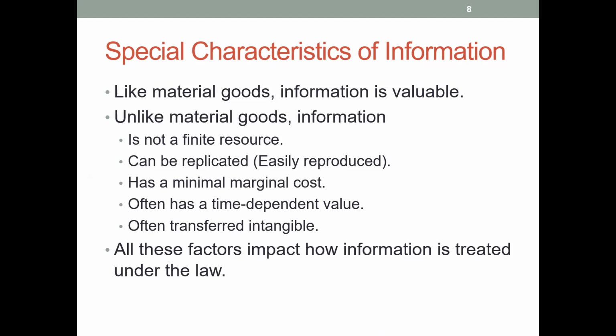If you think about other assets or resources, we cannot reproduce them, but information we can easily reproduce. Recreation of resources. Also, information has a minimal marginal cost. If you think about other resources, you need a maximum cost to maintain, store, or secure them, but that is not the case with information. With the minimum marginal cost, we can do things.